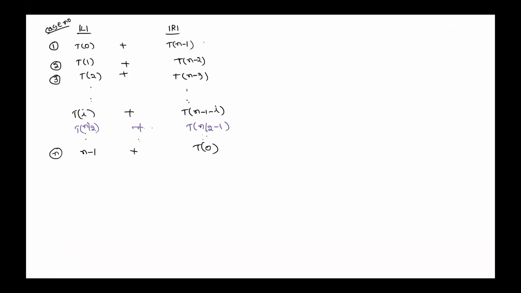For example, in this case, what will be our final recurrence relation? We are counting only comparisons. Then we can write it as n minus 1 comparisons plus this case, case 1, that is T of 0 plus T of n minus 1. That means what is the T of n value in this case? Can we say that T of n is theta of n squared?